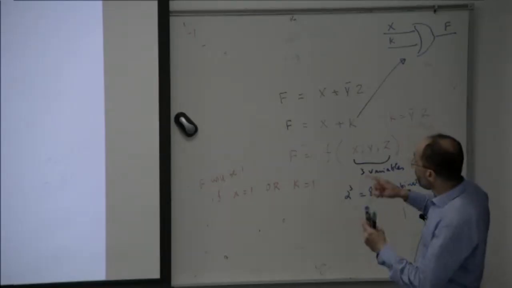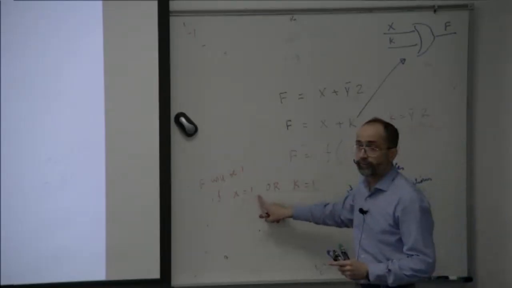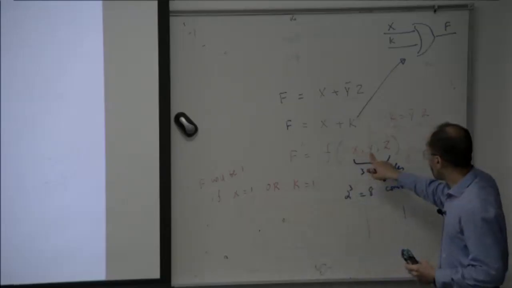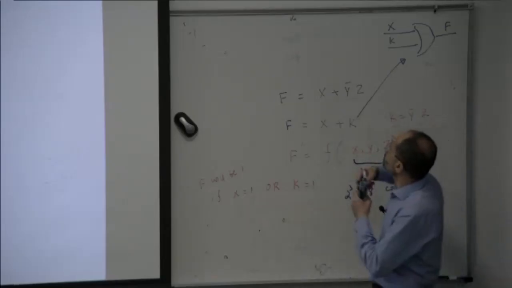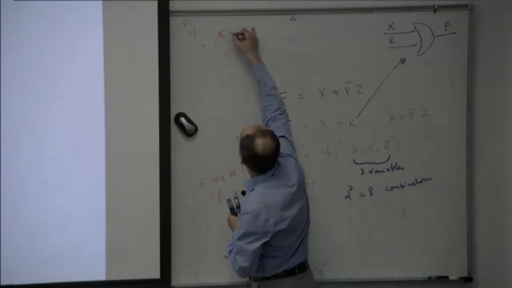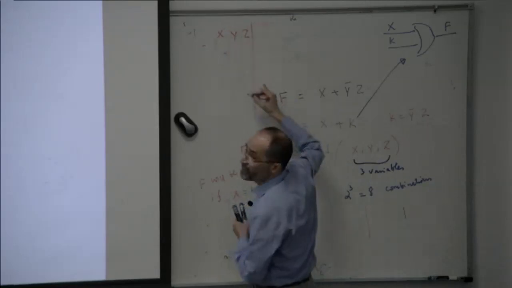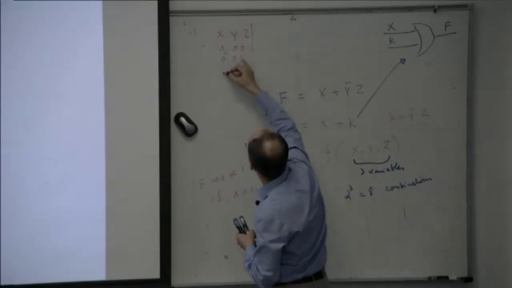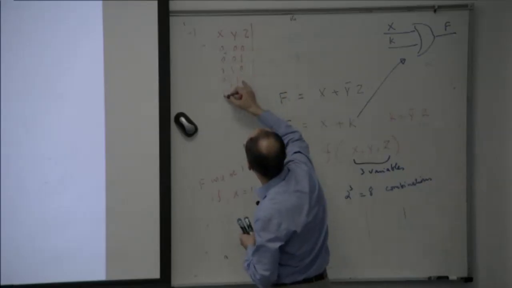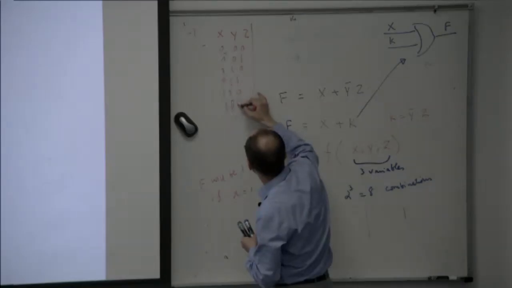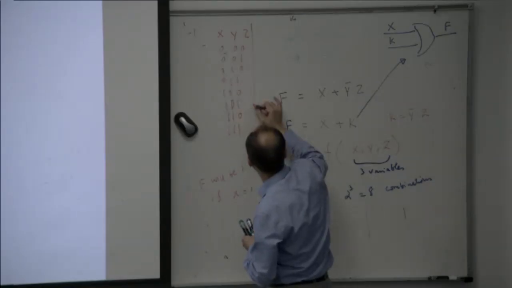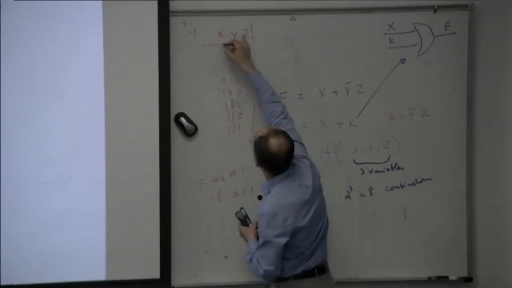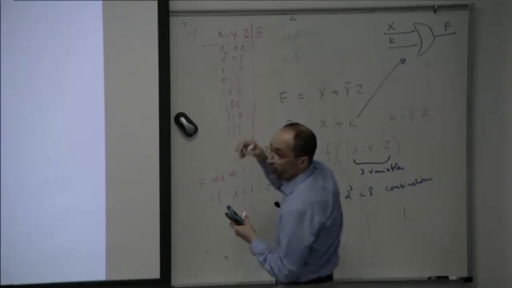Now f will be 1 if x is equal to 1, or now if you look at here, we have this x, y, and z. How many possible combinations are there? 8: 000, 001, 010, 011, 100, 101, 110, and 111. So now this is your f.